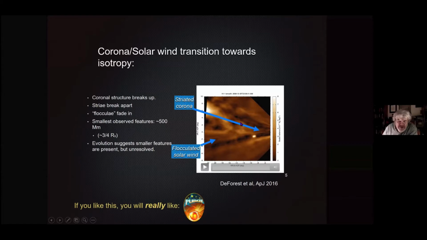The PUNCH mission works on a similar principle, but it uses polarized light, so it gets information in the in-plane, out-of-plane direction. And also it has about 10 times or more higher resolution in each dimension. So there'll be a lot more information in PUNCH than in this picture.